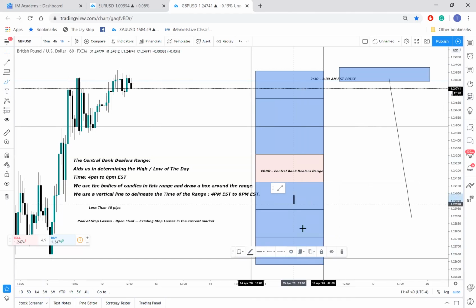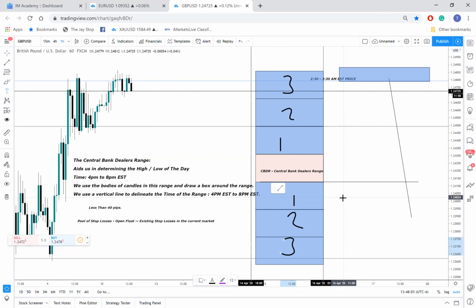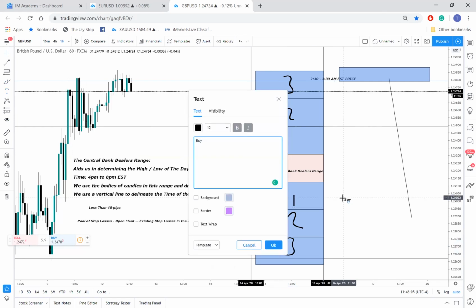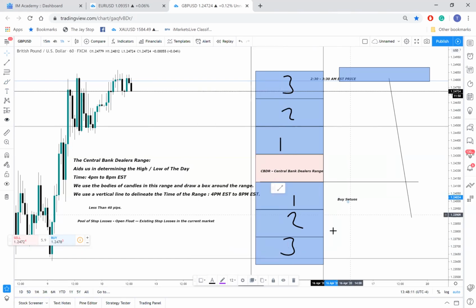That's 1, that's 2, that's 3, that's 1, that's 2, that's 3. That's not a 3. That's the 3, right? So your buy setups will be underneath the range, right? Because they're manipulating down, trying to purchase at a lower price, right?